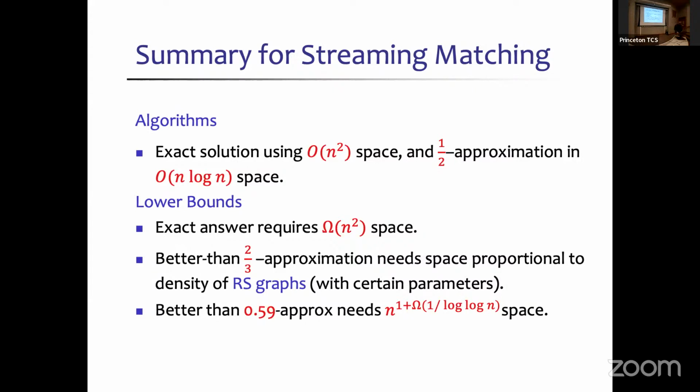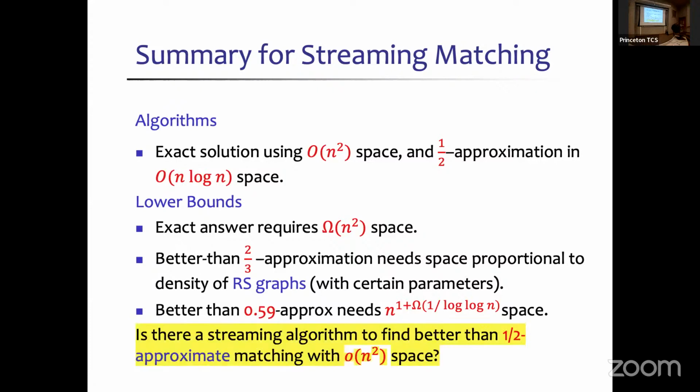But even with all these barriers, the following remains a completely open problem. Is there a streaming algorithm that can find better than a half approximate matching in small o of n squared space? I mean, ideally, we would like it to be better than n squared by a polynomial factor, but can we just beat factor half and short of storing the entire graph?